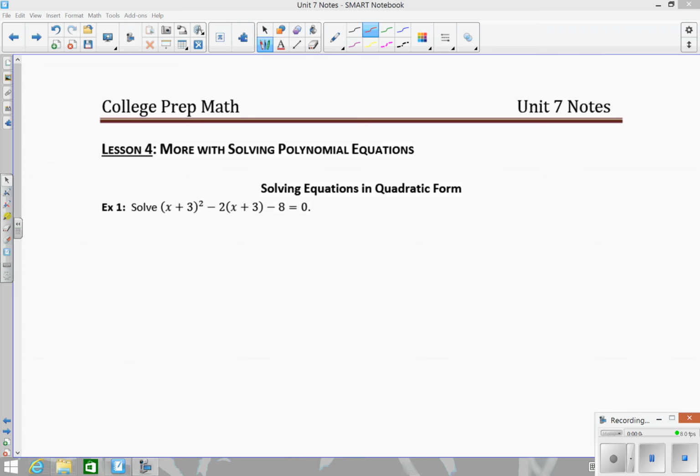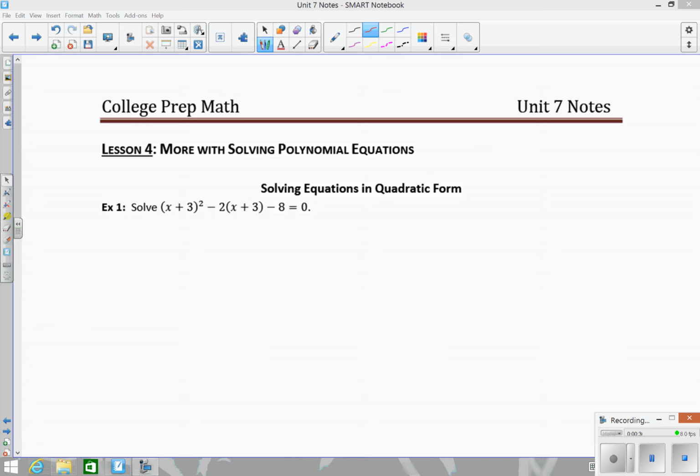In lesson 4, we're going to look at more with solving polynomial equations, and we're going to focus on two techniques. One technique being solving equations that are in quadratic form, and then another will be using a factoring technique that we learned in Unit 5, which is sum and difference of perfect cubes. So we'll be using that to help factor and then to solve.